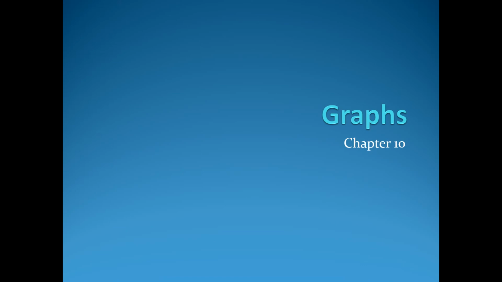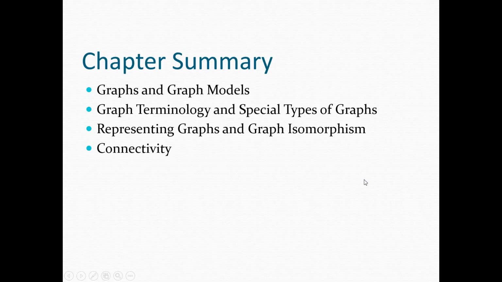So the chapter's name is graphs and the chapter number is 10, and the topics we are going to learn in this chapter are graphs and graph models, which is 10.1, then graph terminology and special types of graphs, this is 10.2, representing graphs and graph isomorphisms, this is 10.3, and then connectivity, this is 10.4.